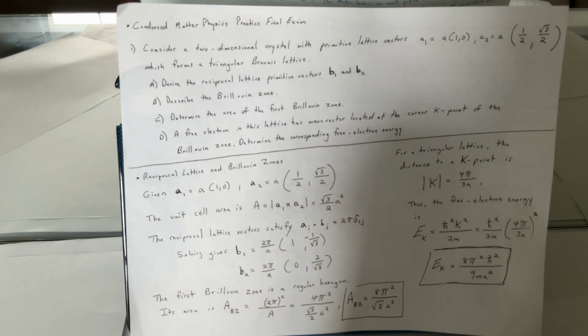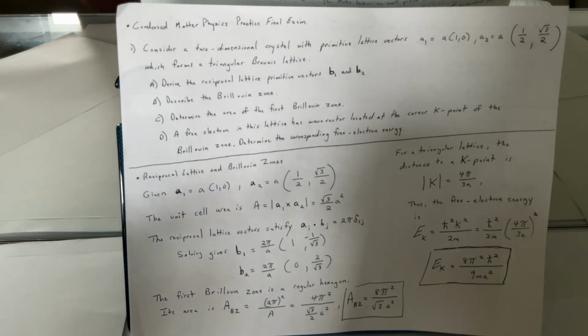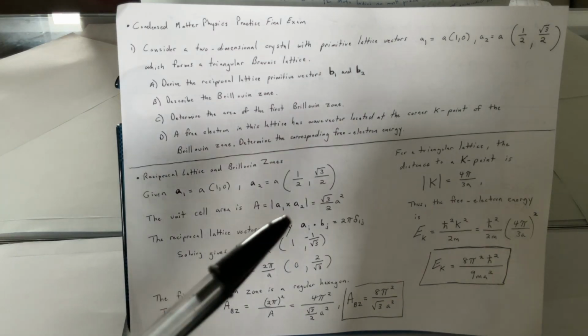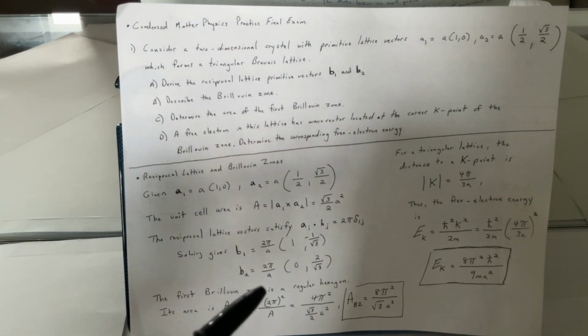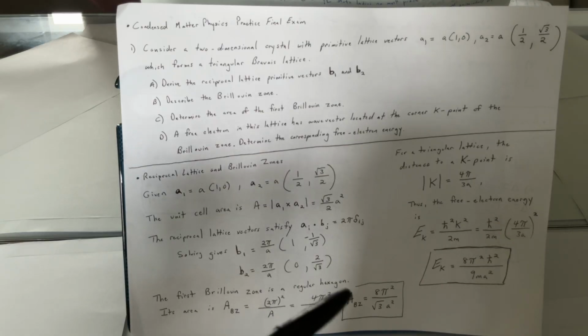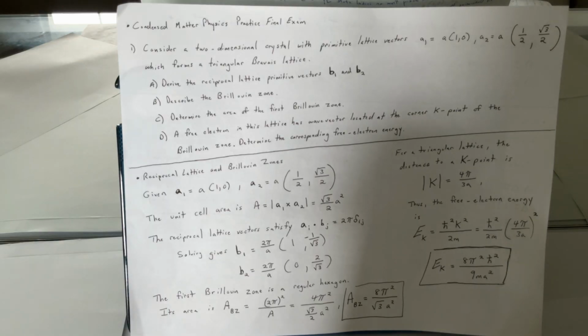Reciprocal lattice vectors satisfy a_i · b_j = 2π δ_ij, and I apologize, my deltas are very poorly drawn. Solving for b1, b2, we get the following two: b1 = (2π/a)(1, −1/√3) and b2 = (2π/a)(0, 2/√3). The first Brillouin zone is a regular hexagon. Its area is (2π)²/(√3/2 a²), which gives 8π²/(√3 a²).